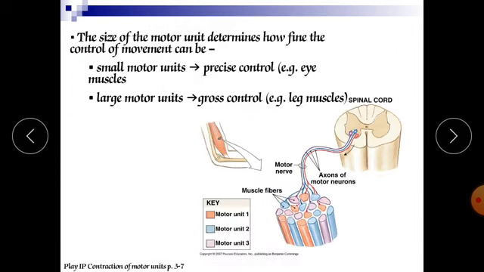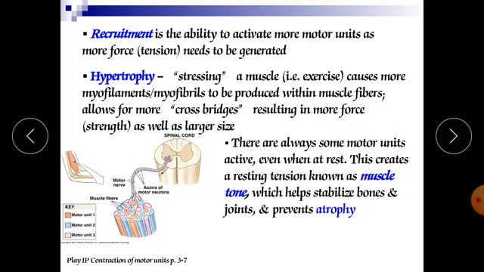The size of the motor unit determines how fine the control of movements can be. Smaller motor units give precise control, for example, the eye muscles. Larger motor units give gross control, for example, the leg muscles. They are moved side to side or in any direction. Recruitment is the ability to activate more motor units as more force needs to be generated.